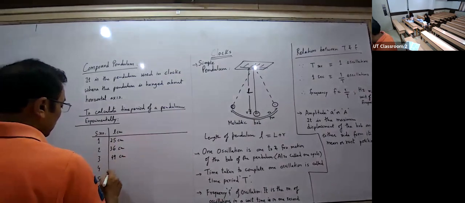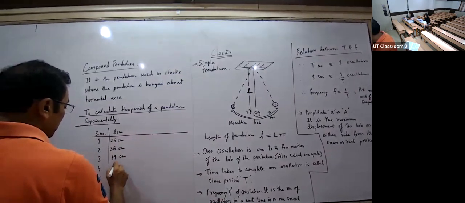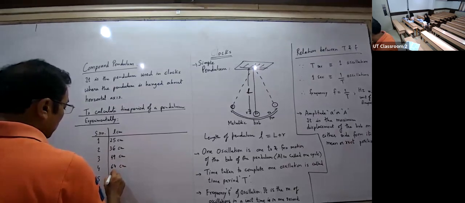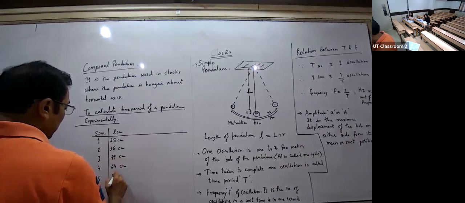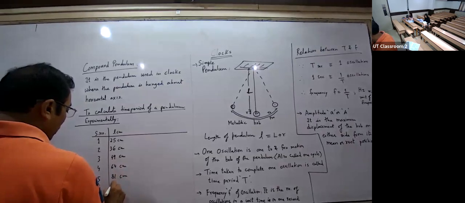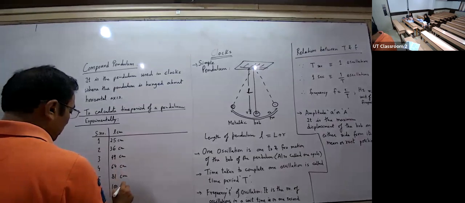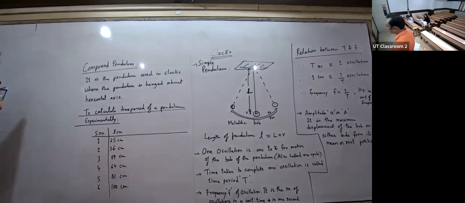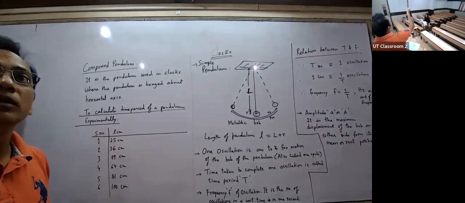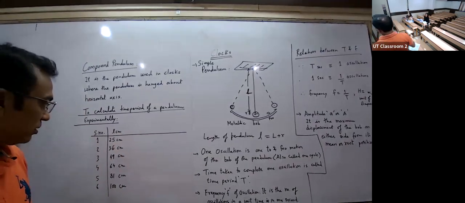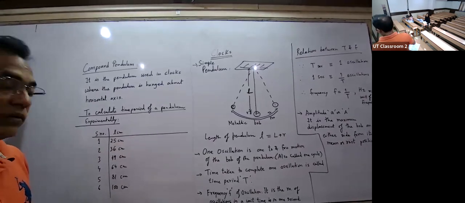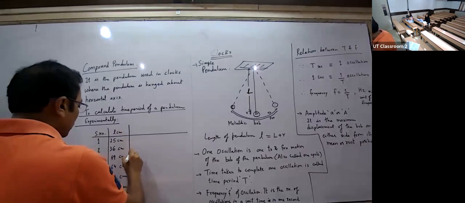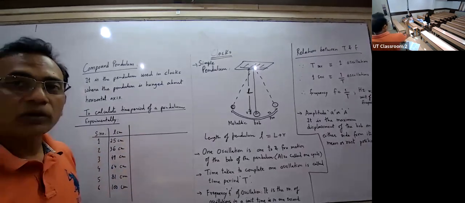Then 8 squared is 64 centimeter. Then 9 squared is 81 centimeter. 10 squared is 100 centimeter. So when we have pendulums of these lengths, 25 centimeter will be roughly this length. And what we are doing is setting it into oscillations. So how to find the time period? Now let us say I put it in oscillation.